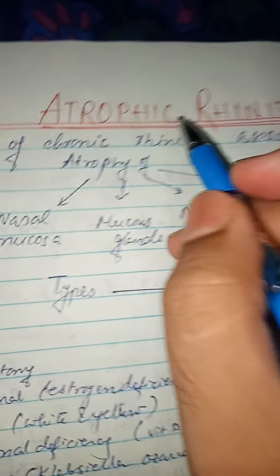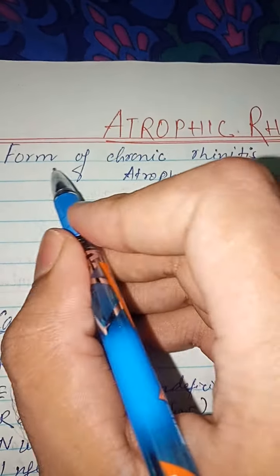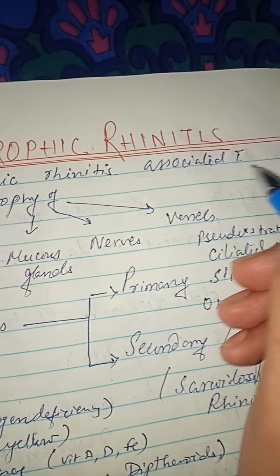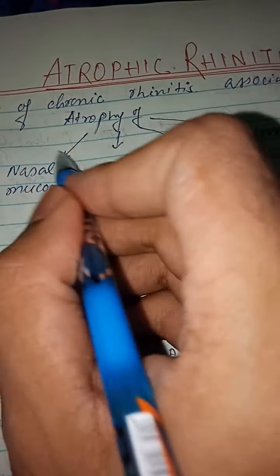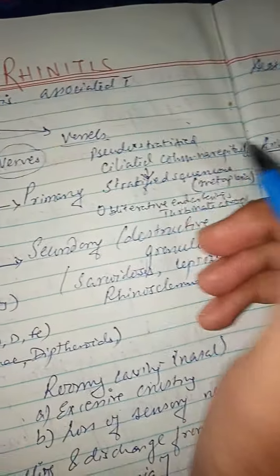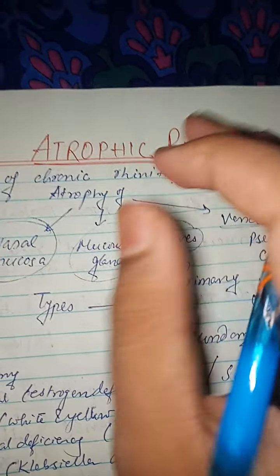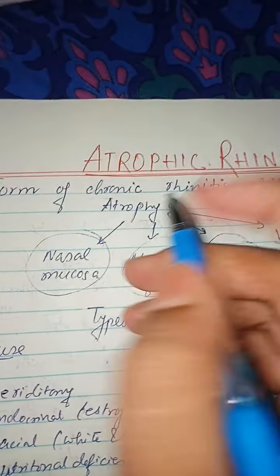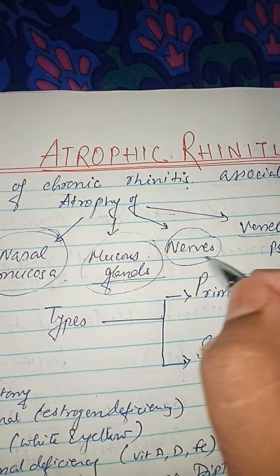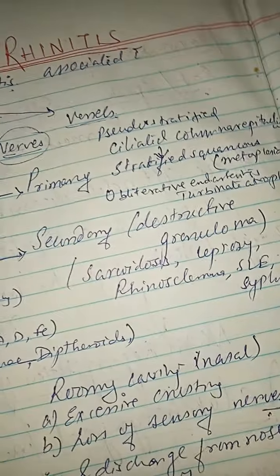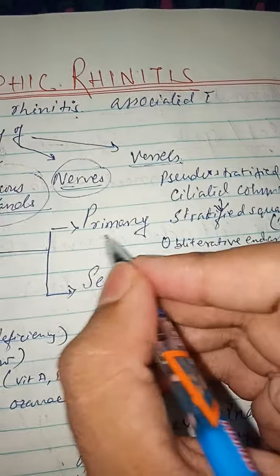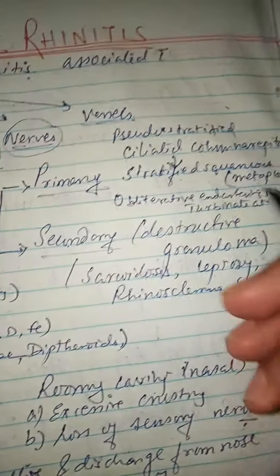Now coming to atrophic rhinitis. Atrophic rhinitis is the form of chronic rhinitis which is associated with atrophy of nasal mucosa, mucous gland, nerves and vessels. So there is an atrophy. There is a complete destruction of nasal mucosa, mucous gland, nerves and vessels. Now these atrophic rhinitis are of two types: primary atrophic rhinitis and secondary atrophic rhinitis.